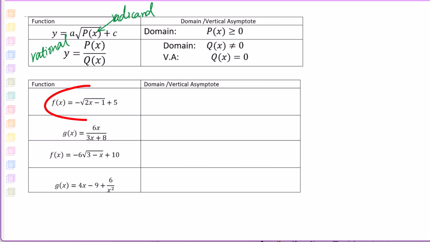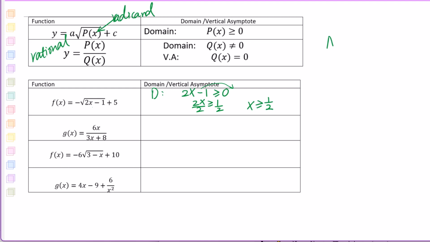For example, this is a square root function. For the domain, we set up the radicand: 2x minus 1 greater than or equal to 0. Add 1 to both sides, 2x greater than or equal to 1. Then divide by 2 on both sides, x greater than or equal to 1/2.